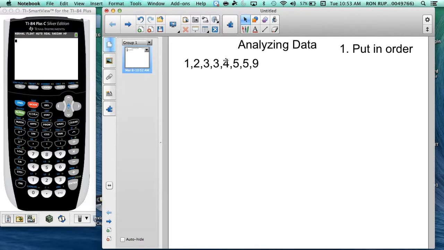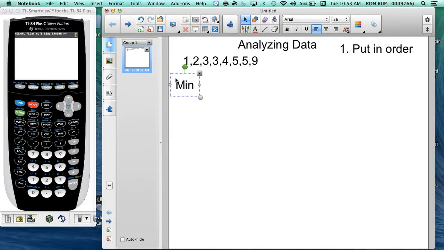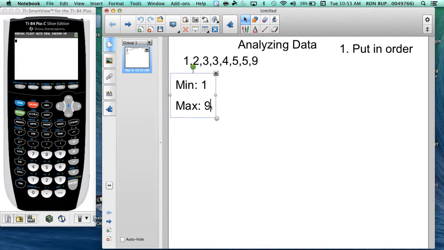All right, now we are going to talk about all the different measures of tendencies and things that we can do. First, I want to introduce the min and max. And that's just quite simply the highest and lowest number. Minimum is 1, maximum is 9. That's another reason we put them in order. It's really easy to see the minimum number 1 and maximum number 9.